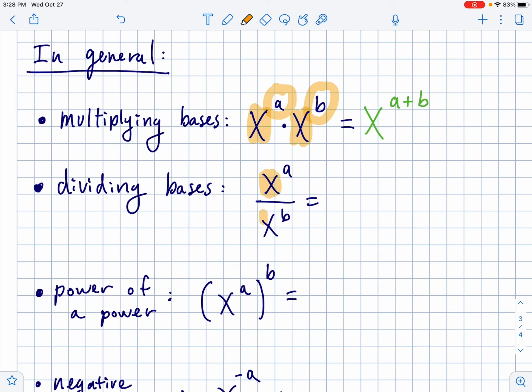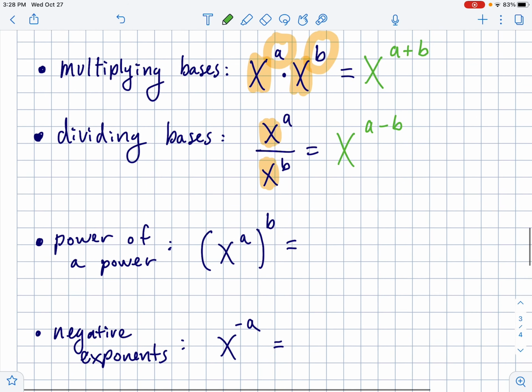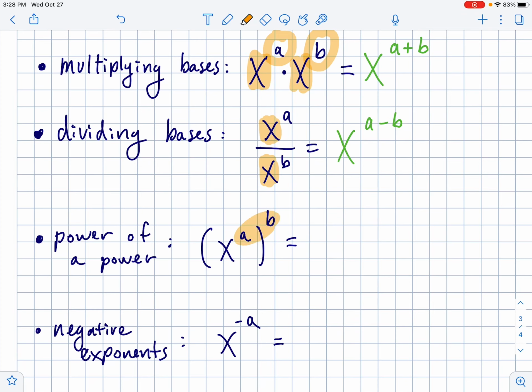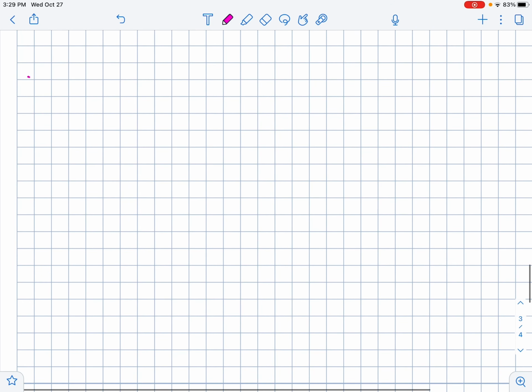If you're dividing the same base, you subtract. If you have a power of a power, where the powers are stacked on top of each other, you multiply. So this becomes x to the ab. And as it just showed you in that previous example, if you have a negative power, you can go ahead and put that in the basement and make it positive. So x to the negative a is the same thing as 1 over x to the a. Let's do a couple examples.